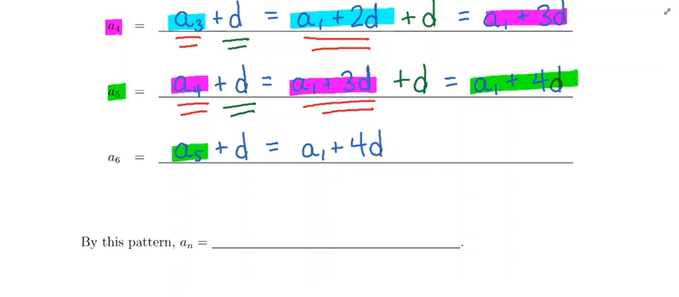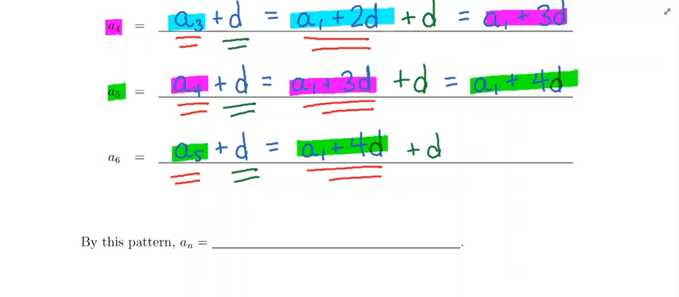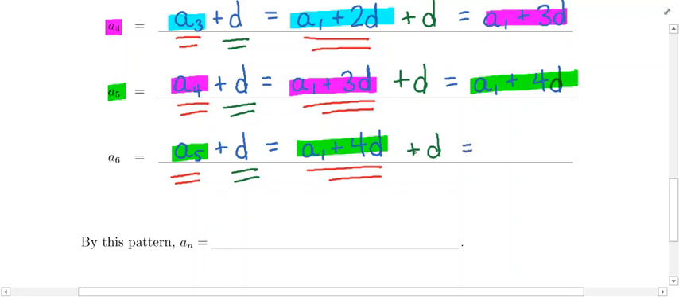Okay, so all the green stuff is equivalent. So A5 is the same thing as this. We still have to tack on another instance of D. So if we simplify, we come up with a way of getting the sixth term. It is A1 plus 5D. And we can keep doing this.